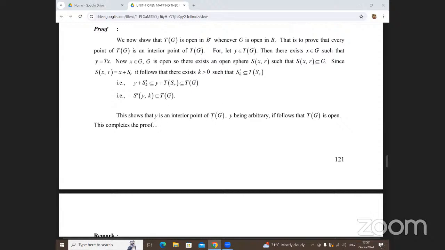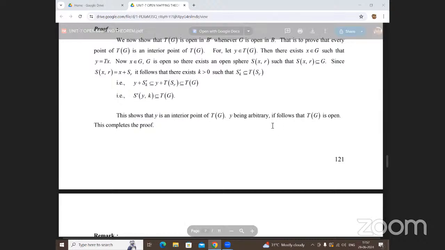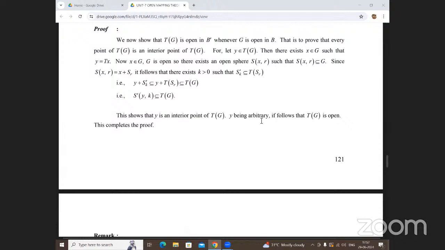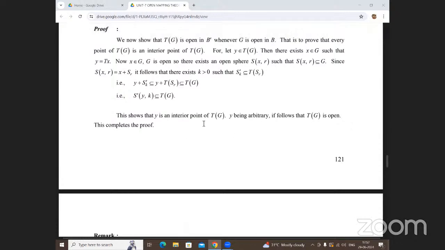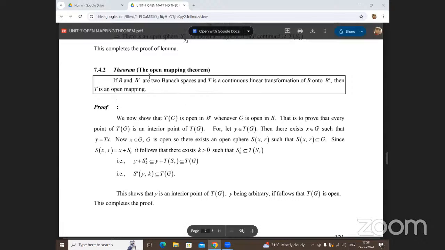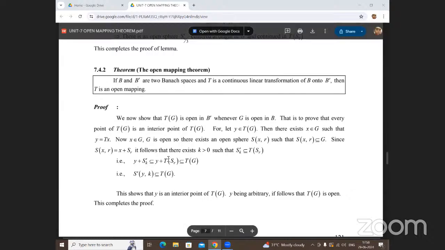Okay. So here, that is also one of the interior points in the image of the transformation. So that is one, and here Y as an interior point is arbitrary. It follows that T of G is open. That is the simple proof. Students, listen carefully. State and prove open mapping theorem means that is the simple proof.